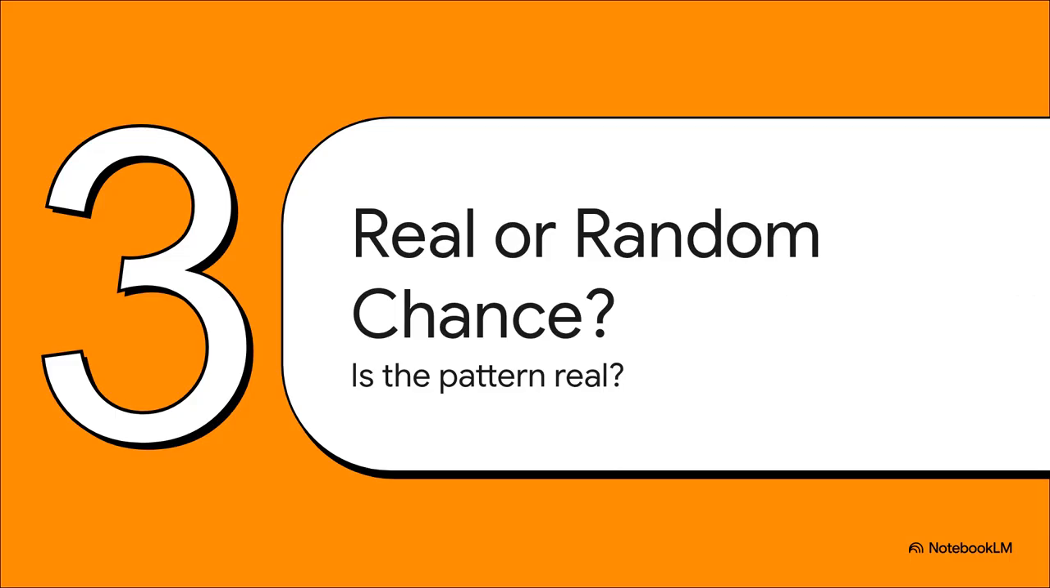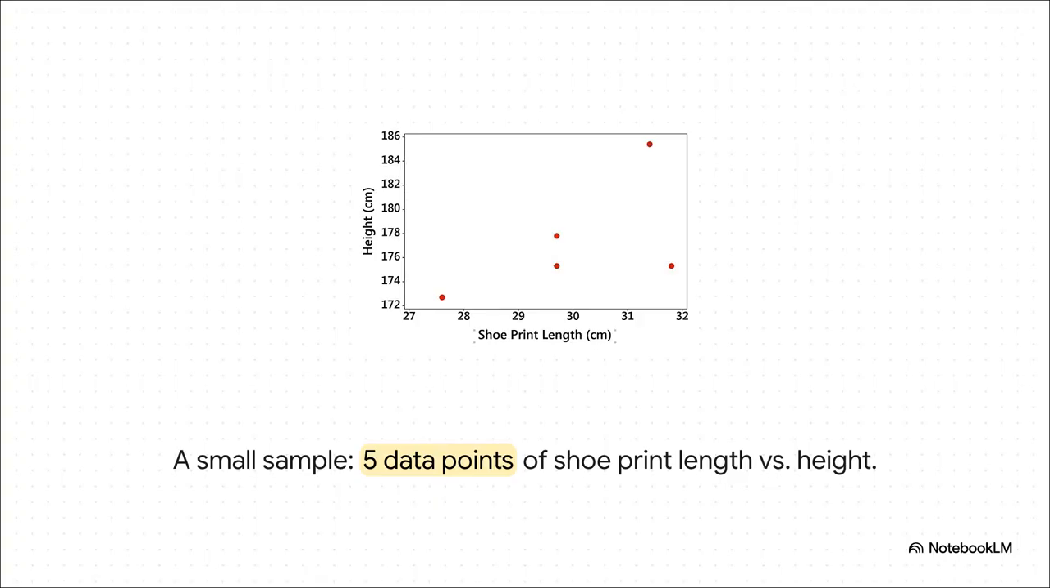Okay, this next part is absolutely critical. Let's say we see a pattern and we even calculate R and it looks pretty strong. How do we know it's a real relationship and not just some bizarre coincidence that happened in our data by pure random chance? For example, take a look at this. We've got just 5 little data points here comparing shoe print length to a person's height. It kind of looks like there's a pattern, doesn't it? As the print gets longer, the height tends to go up. But come on, with only 5 dots, can we really trust this?